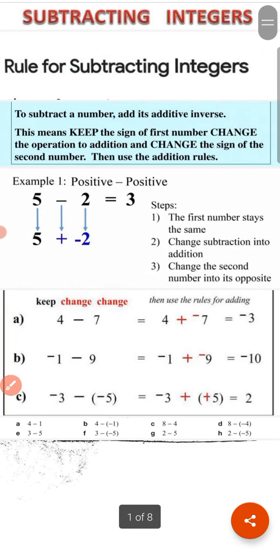So children, today you learned the rule for subtracting integers. Keep the sign of the first number, change the operation to addition and change the sign of the second number, then use the addition rules.